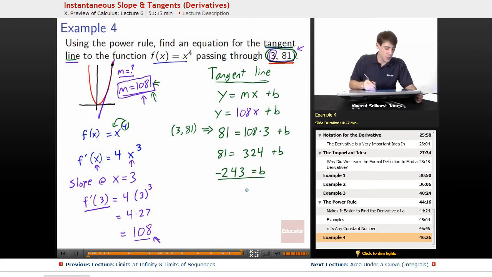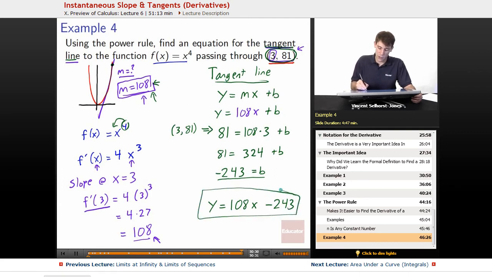We know what our slope is, so that means we can describe the tangent line as y equals 108 times x minus 243. Y equals mx plus b with our m and b filled in. And now we have the tangent line that passes through the point (3, 81) and is tangent to the curve created by x to the fourth.